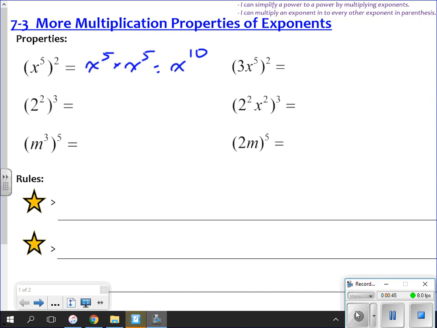If I do the same thing on this one here, I have 2 squared times 2 squared times 2 squared. Third power means I multiply it times itself 3 times. What do I do to the exponents here? Add them. So I have 2 to what power? 6th. Okay.